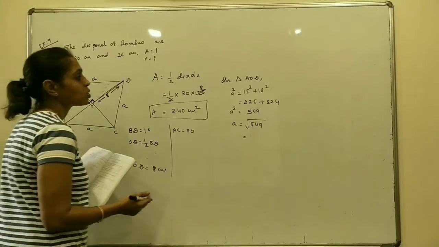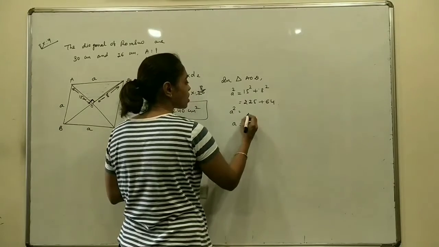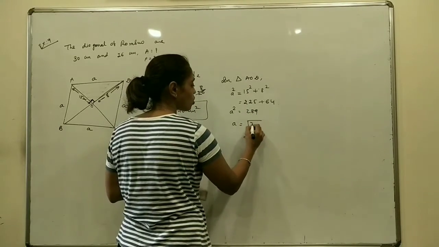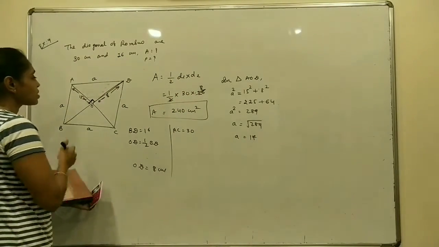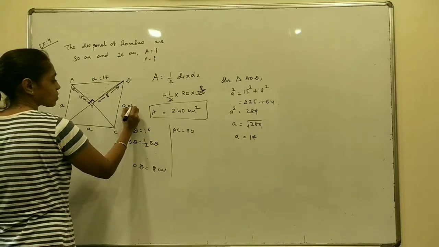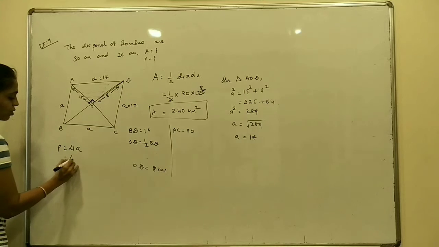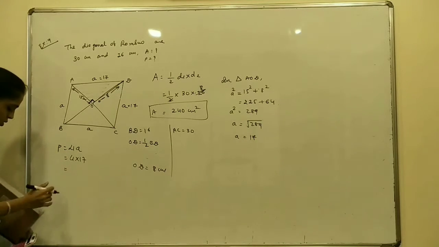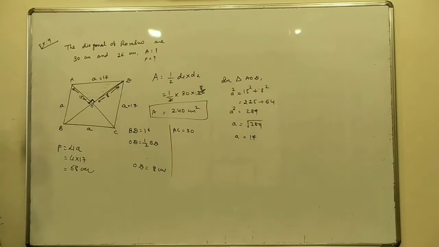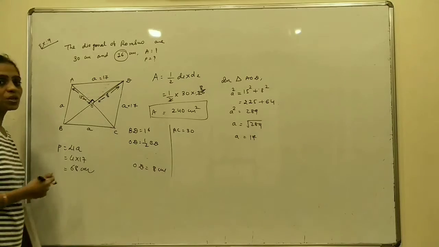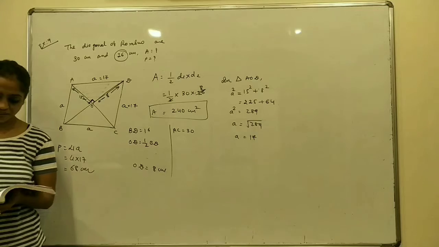So 8 square is 64. So 225 plus 64 is 289. So root of 289. So A equal to 17 centimeter. So perimeter is equal to 4A, that is 4 into 17. 17 4s are 68 centimeter is the perimeter. Here in the question, 16 was there and I took 36. Okay? This is the area and this is the perimeter.